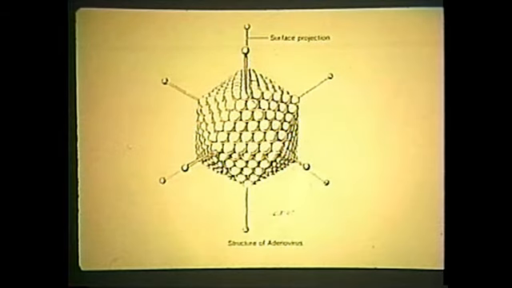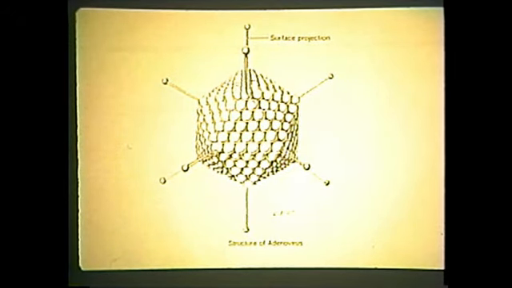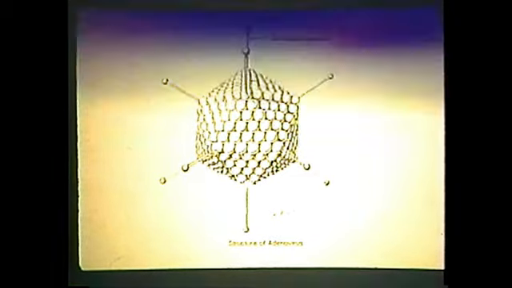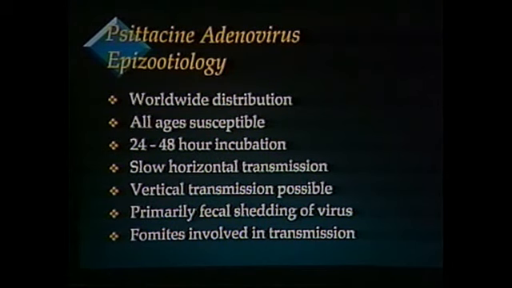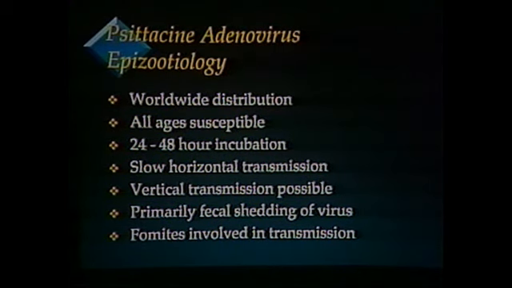Now this schematic shows the pentamer fibers that are projecting from the capsid, and usually dual fibers are present in avian adenoviruses, and the terminal knob structure will give the virus some of its agglutinating features. Psittacine adenoviruses have worldwide distribution. Although any age bird can be infected with adenovirus, usually younger birds with disease are observed more frequently.